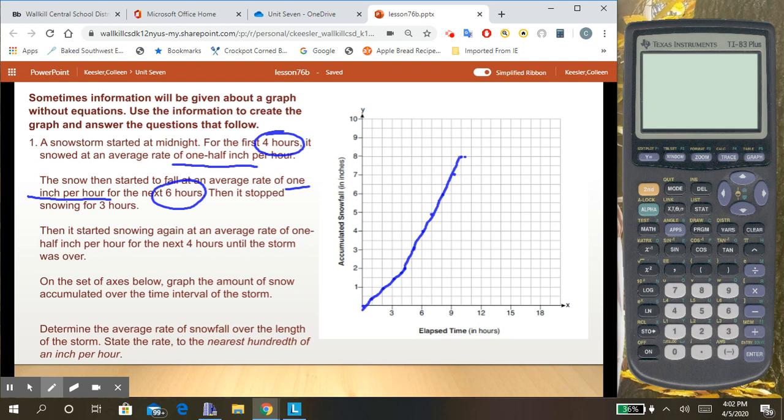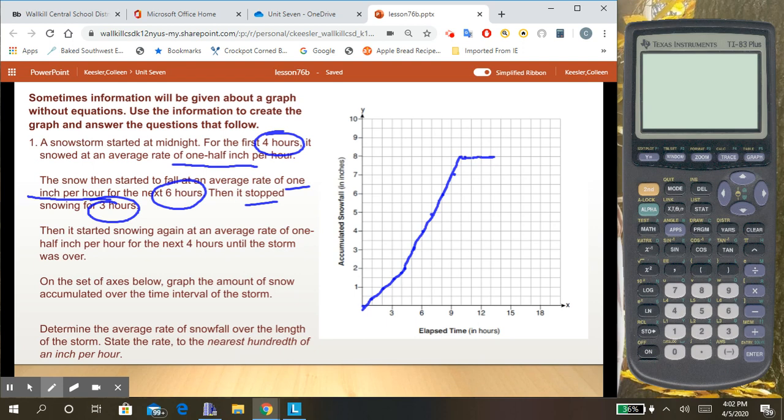Okay, now make sure you don't miss the next part. Then it stopped for 3 hours. So that means it's going to stay flat for the next 3 hours. So from 10 to 11, it's flat, 11 to 12, and then 12 to 1 or the 13th hour, it would still be flat.